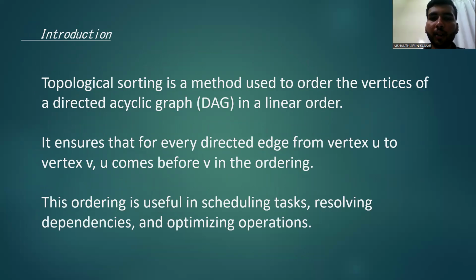Topological sorting is a method used to order the vertices of a directed acyclic graph, or DAG, in a linear order. It ensures that for every directed edge from vertex U to vertex V, U comes before V in the order. This ordering is useful in scheduling tasks, resolving dependencies, and optimizing operations.